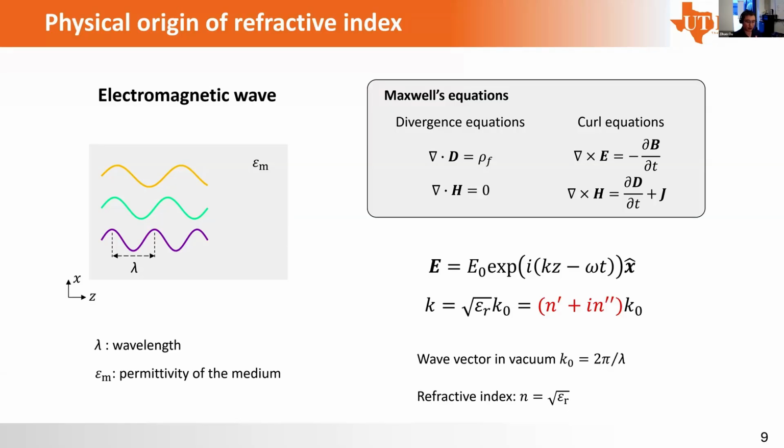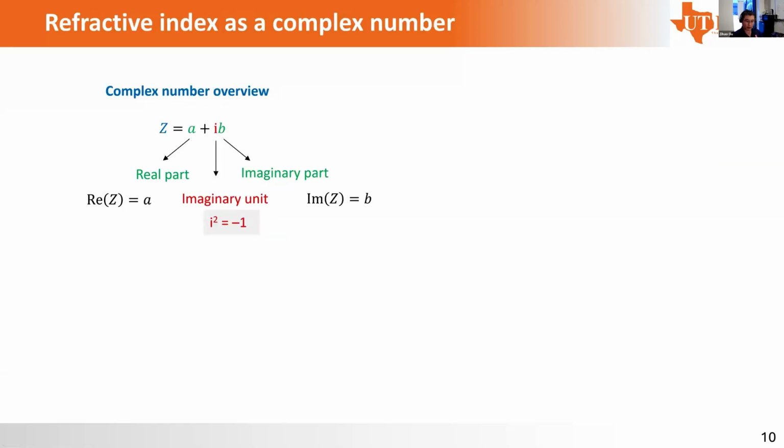Previously, we were talking about, for example, water at 1.33, which is actually only the real part of the refractive index. A lot of the time, people ignore the imaginary part of the refractive index. So it is quite important to know this, because in physical quantities, the real and imaginary parts are going to contribute to different physical phenomena. Just a little bit of introduction on what this complex number representation is.